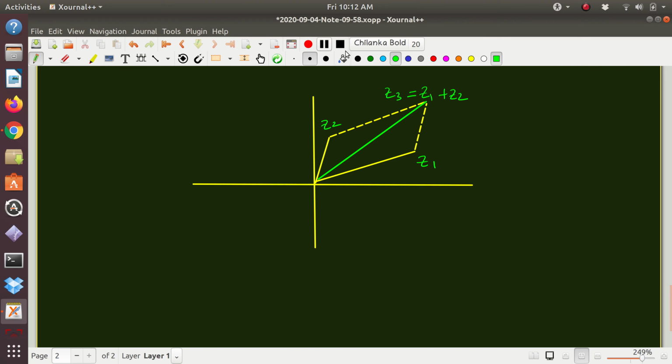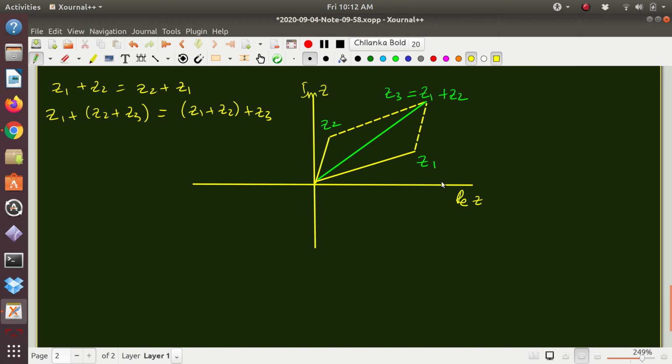If you want to worry about the rules that addition of complex numbers follows, it is commutative: z1 plus z2 is z2 plus z1, and it is associative: z1 plus z2 plus z3 is equal to z1 plus z2 plus z3. So the usual rules of adding and subtracting all hold. Whenever I draw the complex plane, the real part is the abscissa and the imaginary part is the ordinate.